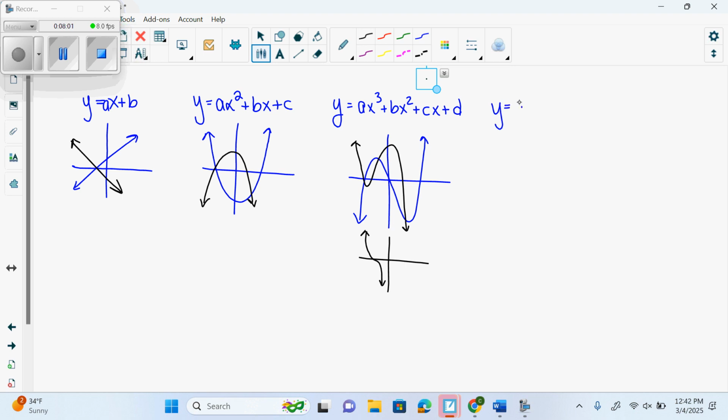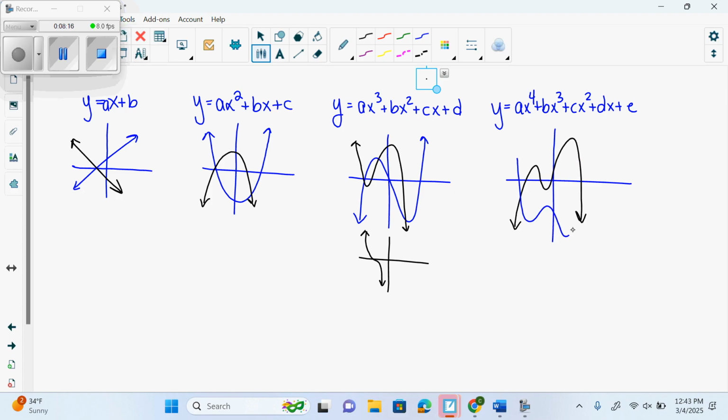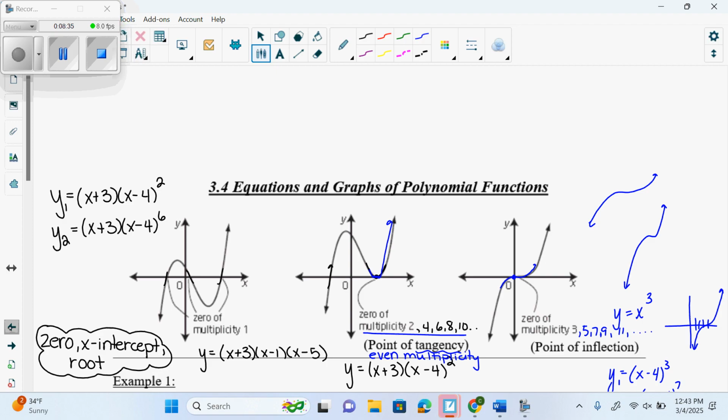We have quartic, which is ax to the 4 plus bx cubed plus cx squared plus dx plus e. And that would either make an M or a W. So it just has that extra bounce in it compared to a quadratic, correct? But the arrows are still in the same direction because it's an even degree function. And then degree 5 just has that extra bounce in it. Okay? So it looks like a degree 3, but with an extra one. All right. Going back to here.